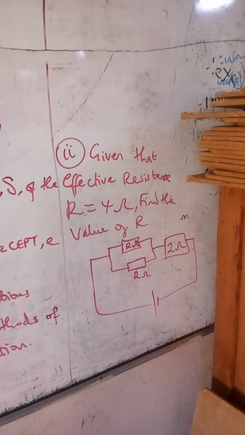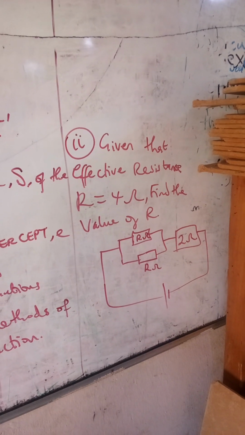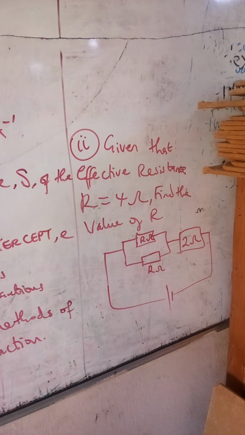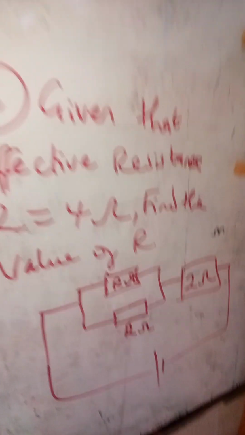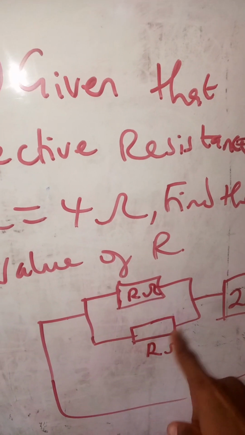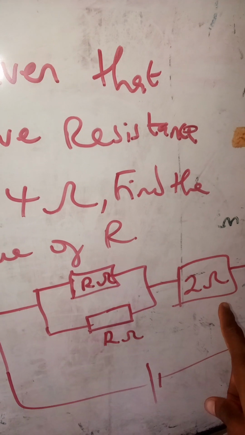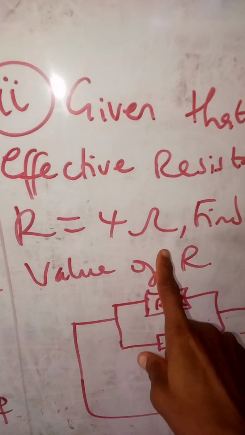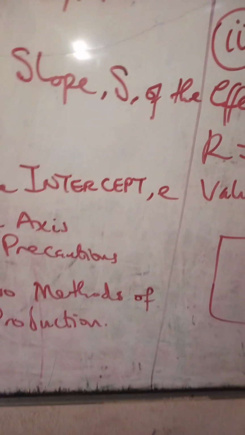Look at this big question, BII. The effective resistance is given as 4 ohms. Then we are looking for the value of R. You calculate the resistors in parallel first, find the total resistance. You add it to the one of 2 ohms, then you equate it to 4 ohms, which was the total effective resistance given by the examiner.